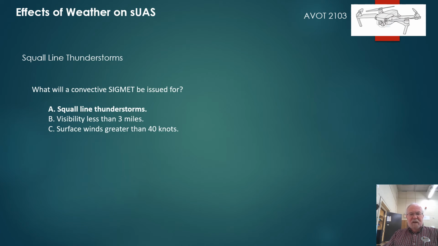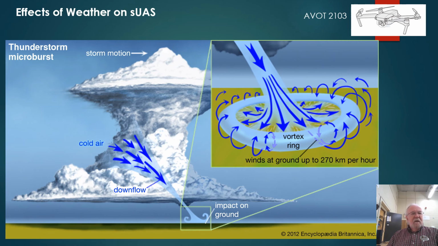Tornadoes, thunderstorms, lines of thunderstorms. And that's what the answer here is. Lines of thunderstorms. They come close by saying surface winds greater than 40 knots. That sounds right. Nope, 50 knots. And visibility less than 3 miles? No, that would be an AIRMET. That's something totally different. All right, so now we look at microburst.